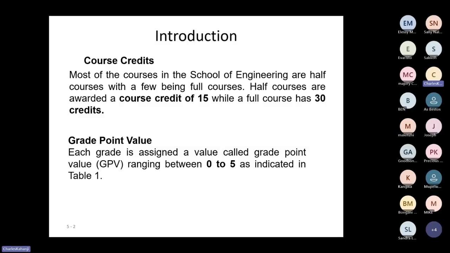Okay, so what we've done is that each course has been awarded what we call credits. I'm sure you're aware that in the School of Engineering, we've got what you call half courses and full courses. So a half course is awarded 15 points. A course credit, we call it a course credit.